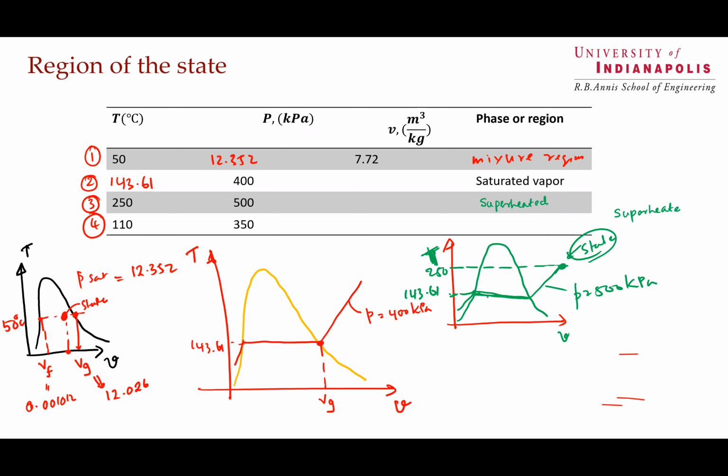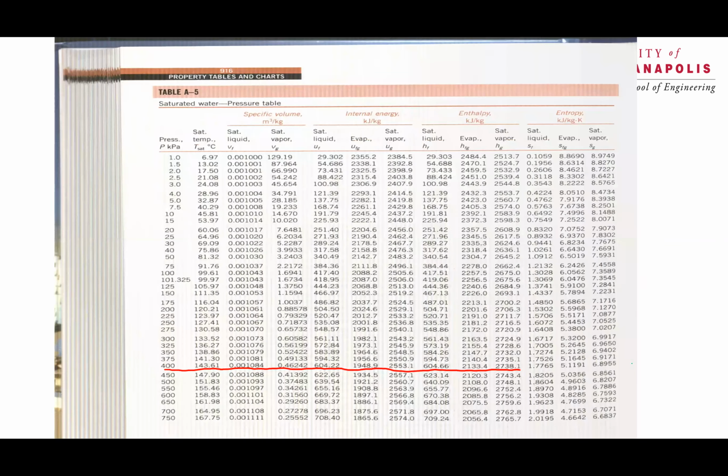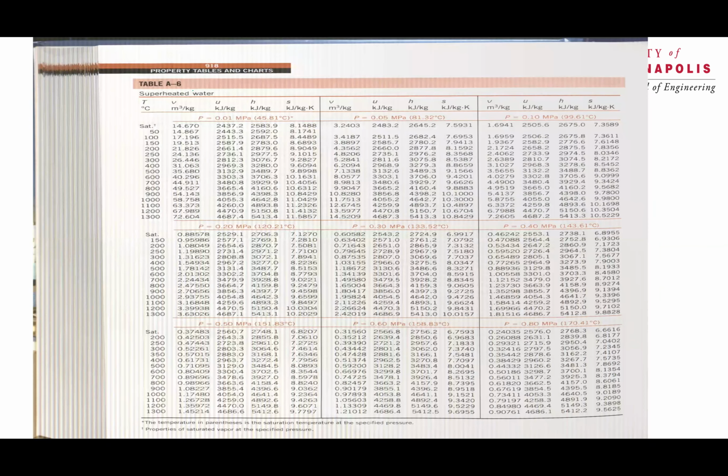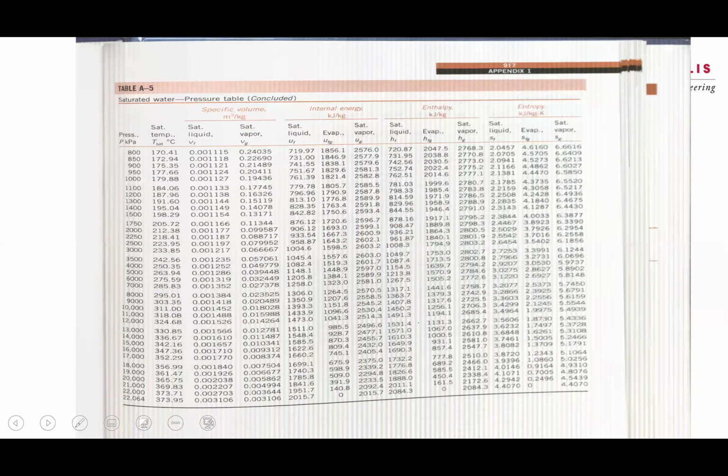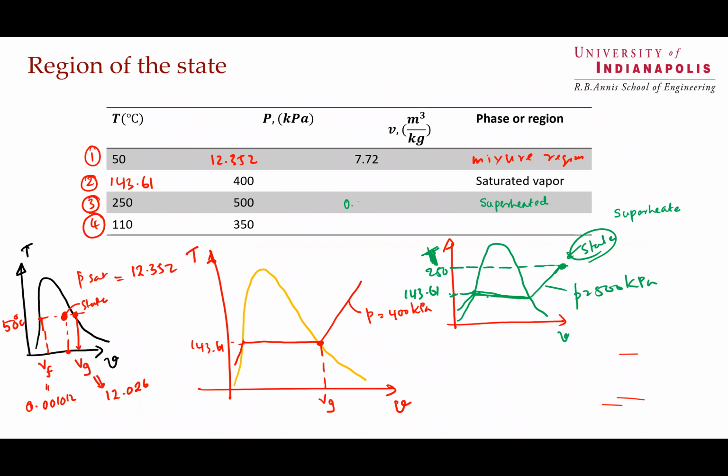To find the superheated properties, we need to go to the superheated table, table A6. The pressure is 500 kilopascal, which is 0.5 megapascal, at 250 degrees Celsius. This is the data line. And the specific volume is 0.47443. So we have this value, 0.47443.